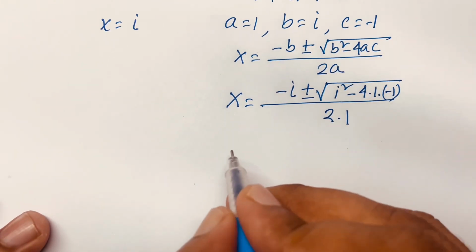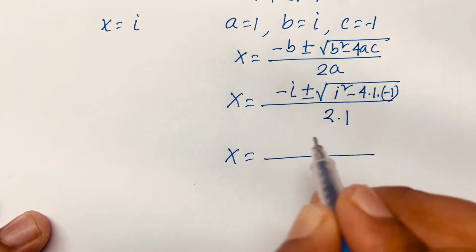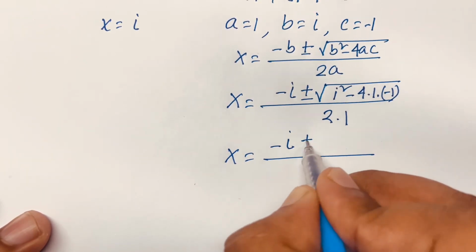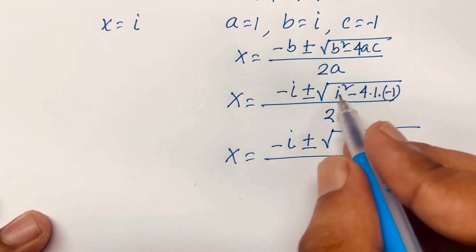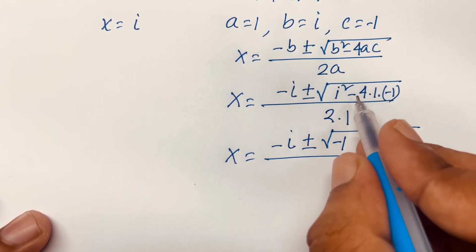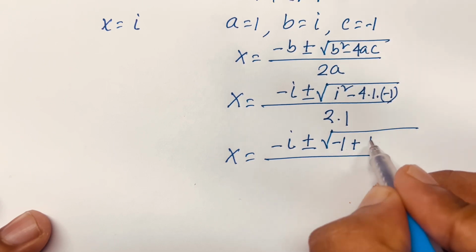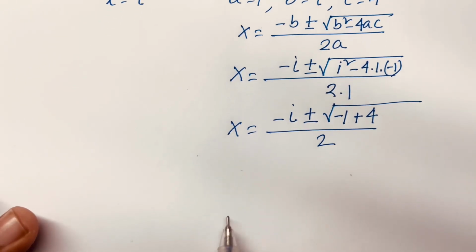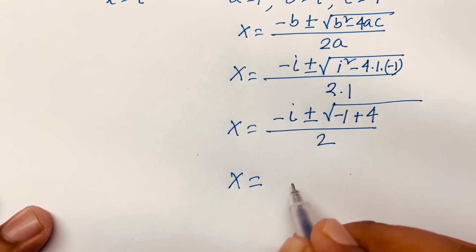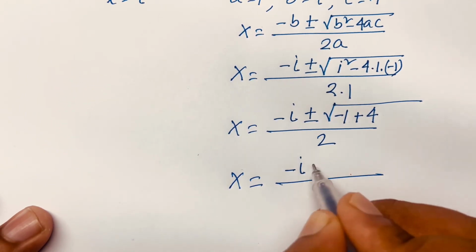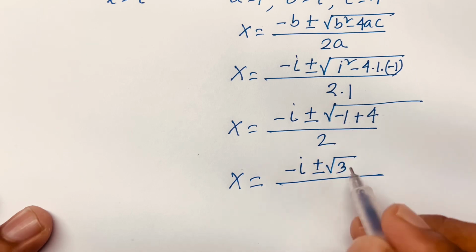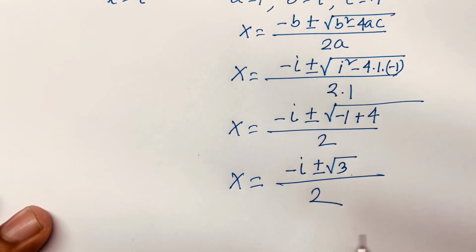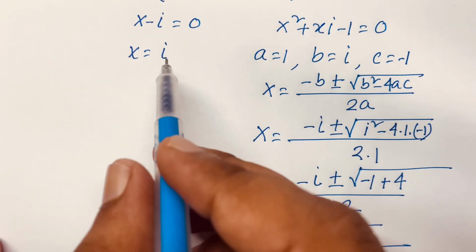Then I can say x is equal to minus i plus or minus square root of minus i squared, it will be minus 1, so minus minus plus 4, over 2. Then x is equal to minus i plus or minus square root of 3, 4 minus 1 it will be 3, over 2, and the other value is x is equal to i.